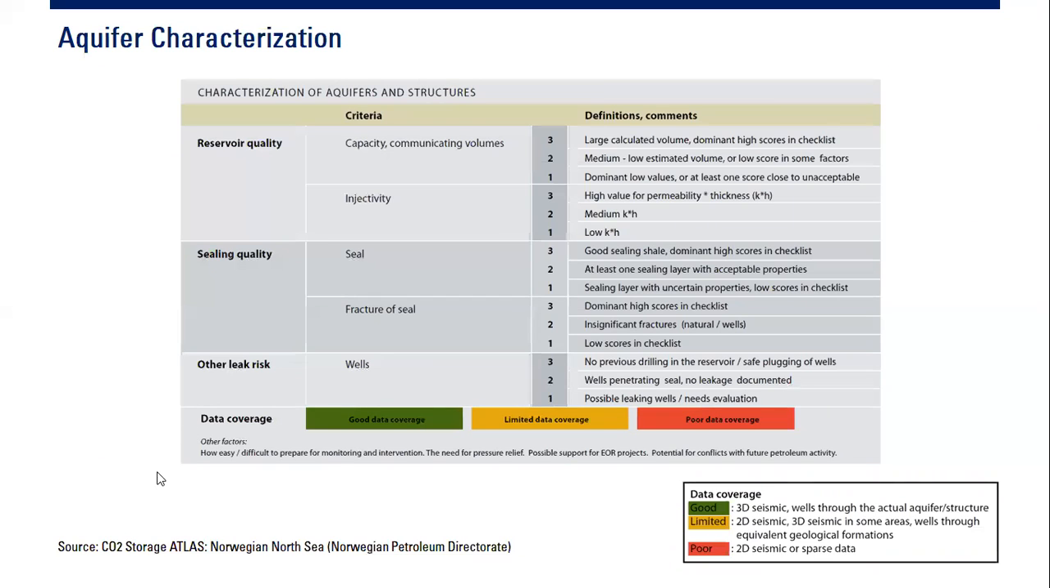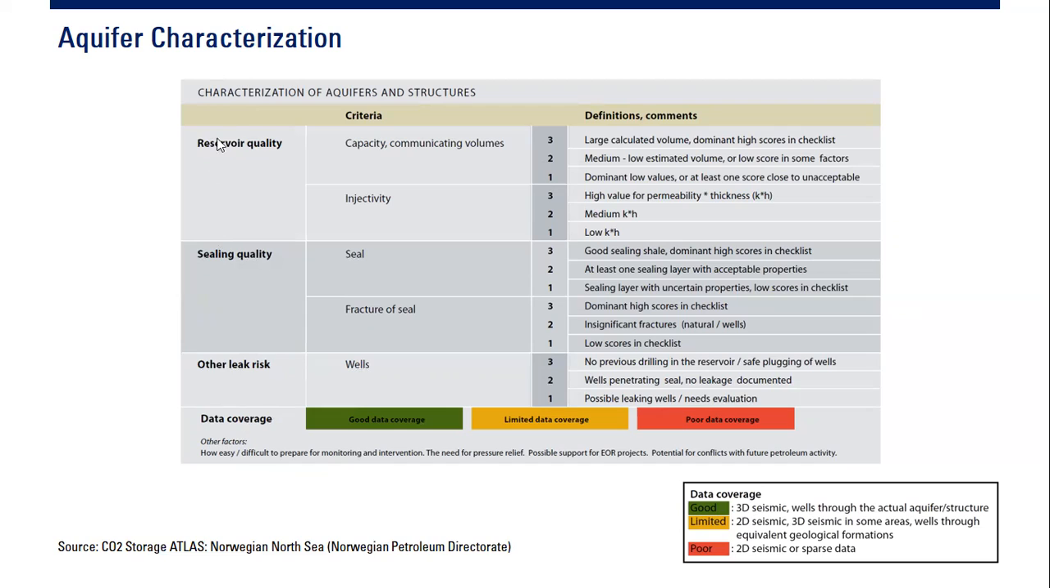All right, so I take this very good table from this very good source, the CO2 Storage Atlas, and this is the study area Norwegian North Sea by the Norwegian Petroleum Directorate. Okay, so this table is about aquifer characterization, and you can read it together with me: characterization of aquifers and structures. And you see here we have some criteria: reservoir quality, sealing quality, other leak risk, and also data coverage.